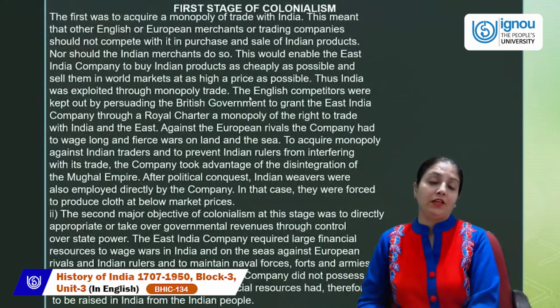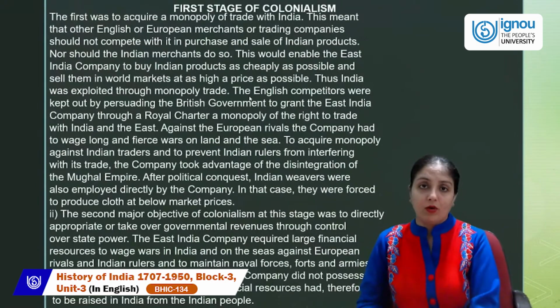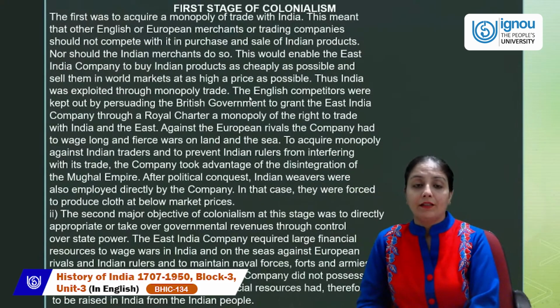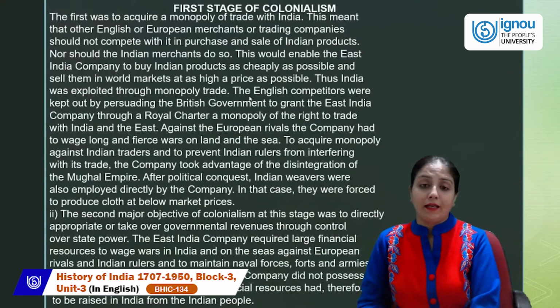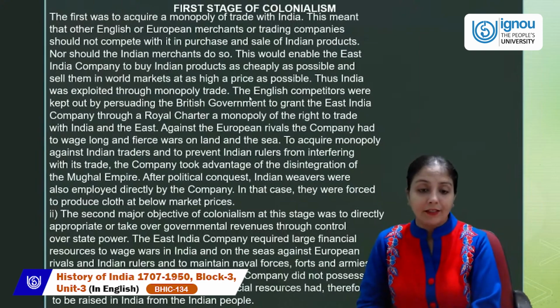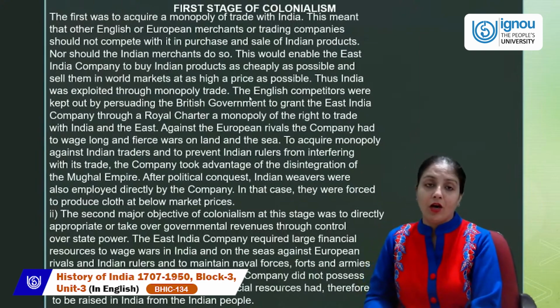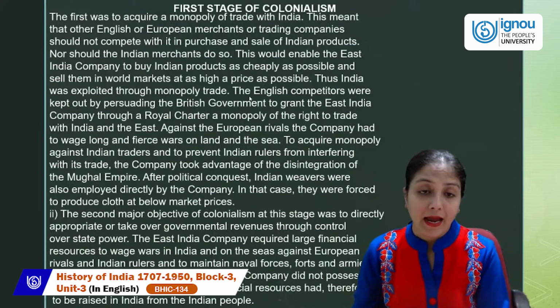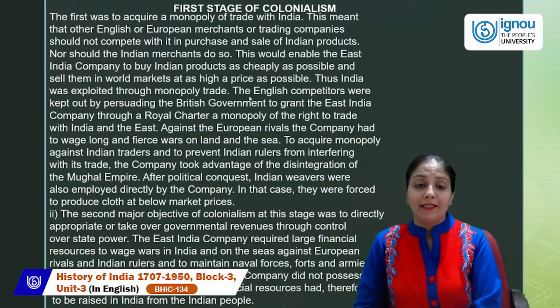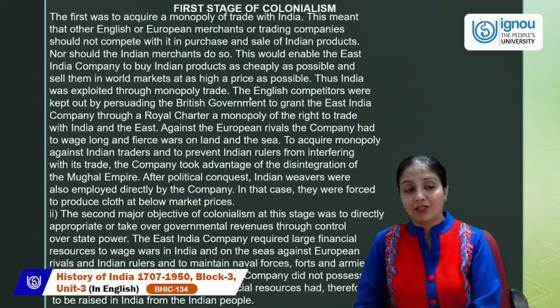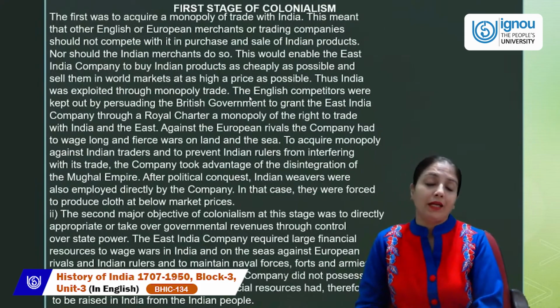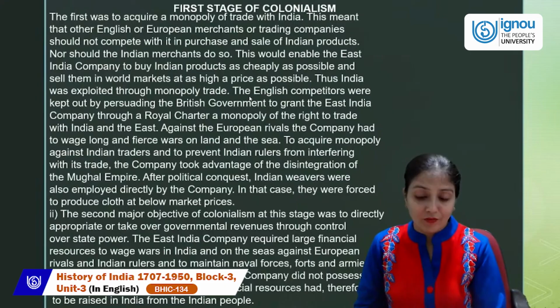If we talk about the first stage, it was a monopoly on trade. They wanted to establish control over trade, and they were given the Royal Charter by the Charter Acts of 1813 and 1833, with a monopoly on trade, and they took advantage of the disintegration of the Mughal Empire. And the East India Company required large financial resources to wage wars in India. These were the main objectives of the first stage of colonialism.